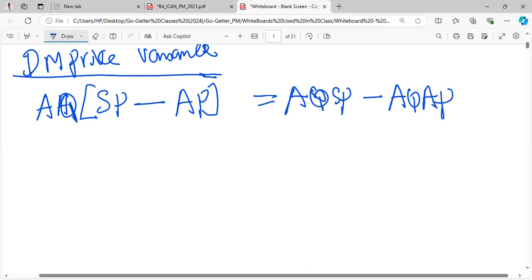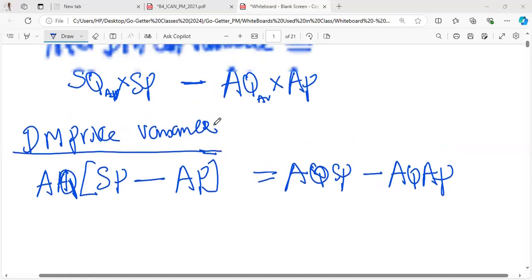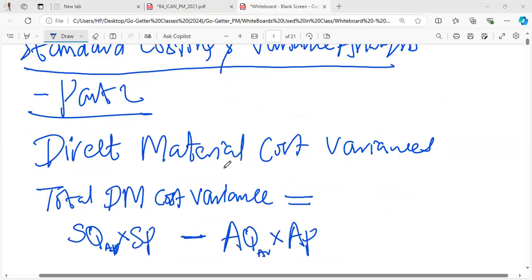Somebody is still sending a comment. Somebody is asking, direct material cost is different from direct material price? I don't understand. Direct material cost and price are the same thing. Direct material price variance, everything is cost. The total cost.